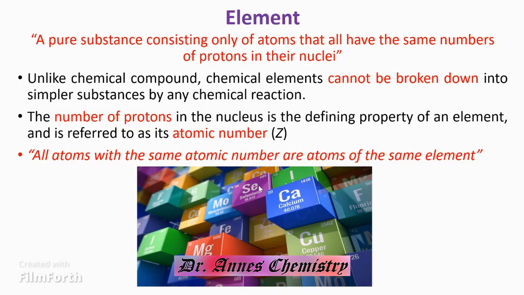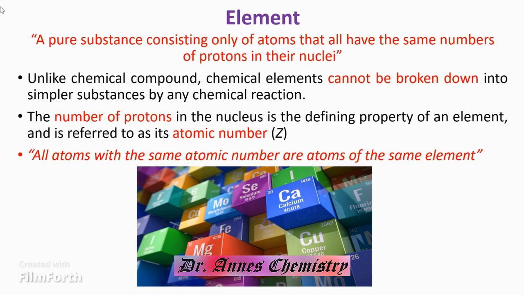Now let's move to the next basic term, which is element. So what do we call an element? A pure substance consisting only of atoms that all have the same number of protons in their nuclei. This is the proper definition of element. So an element is a pure substance. It's made up of only one type of atom, and these atoms have the same number of protons in their nuclei. This is how we can identify an element.